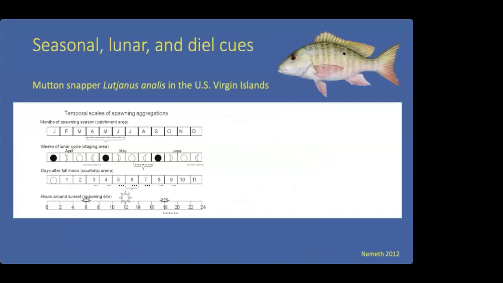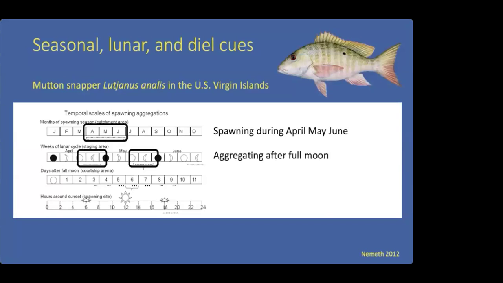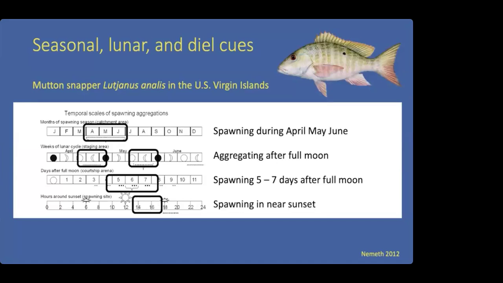Using this same document to further the explanation, mutton snapper, as an example, spawn during April and May and June, their spawning season, and they'll spawn typically around or after full moon, and typically will spawn in 5 to 7 days after full moon, and will typically spawn near sunset.